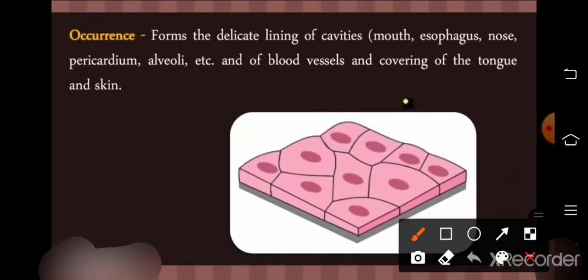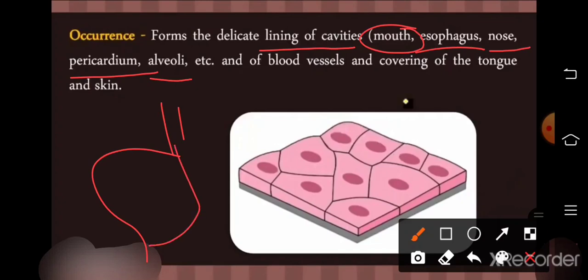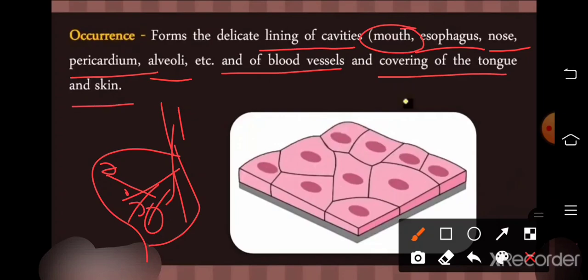Occurrence: it is found in the lining of cavities like the mouth, esophagus, nose, pericardium, which means the covering of the heart, and alveoli. You know that alveoli are found in the lungs; the lungs branch and end in alveoli. So these are covered or lined by epithelial tissue, along with blood vessels, the tongue and skin.